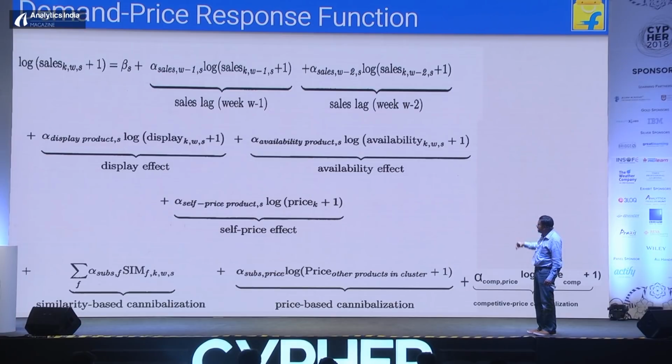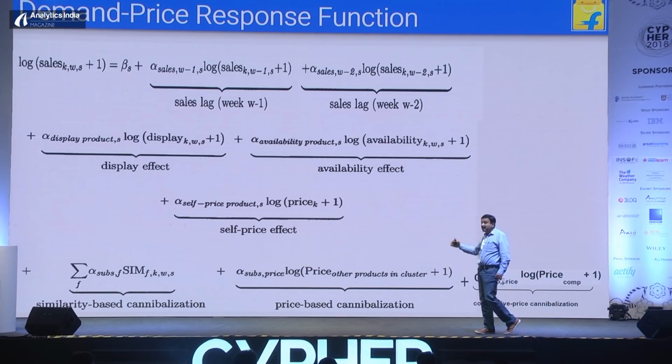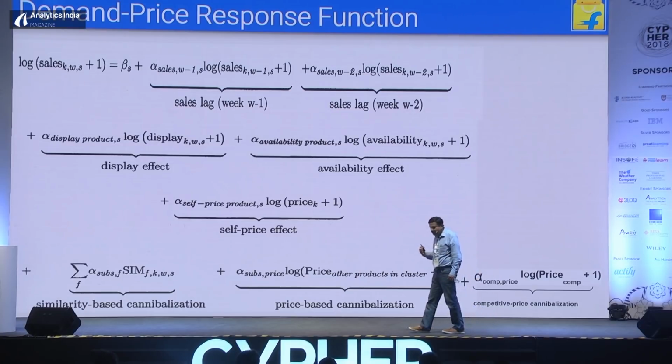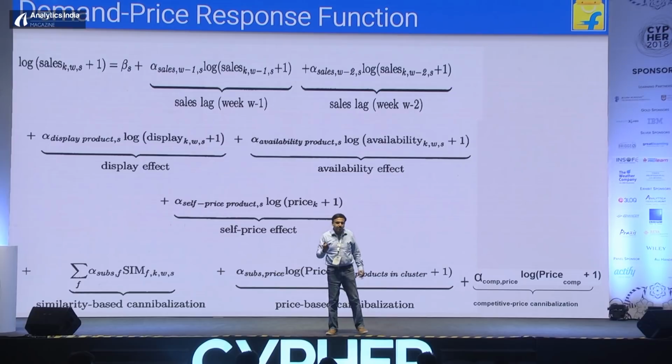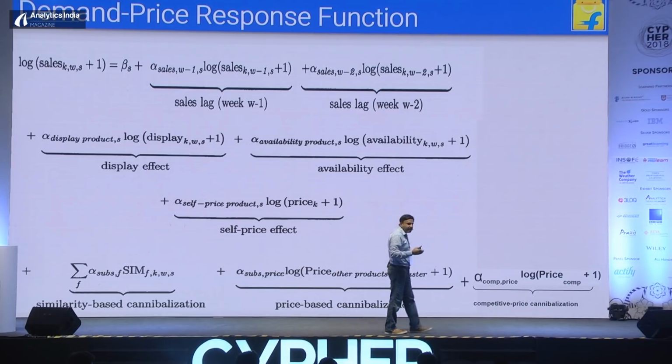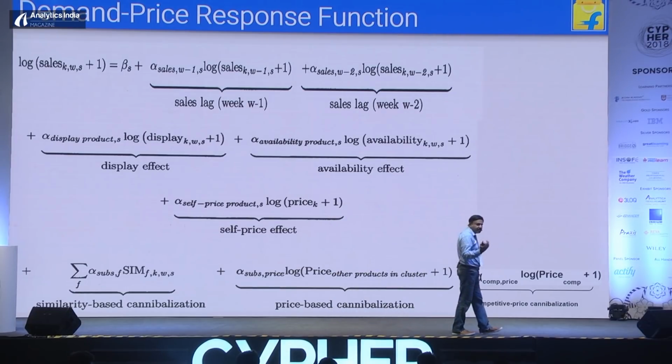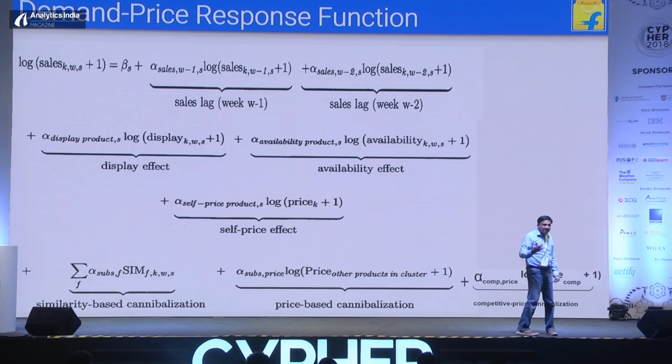Availability: is it out of stock? How often is it out of stock? Is it available? So on and so forth. Then self-price effect, self-price elasticity. Then cannibalization elasticity. So for example, if I have a Nike shoe priced at a certain point, its demand is a function of similarly priced Nike shoes, and what is the impact of that?